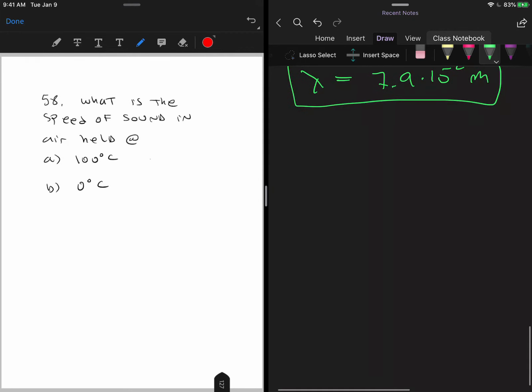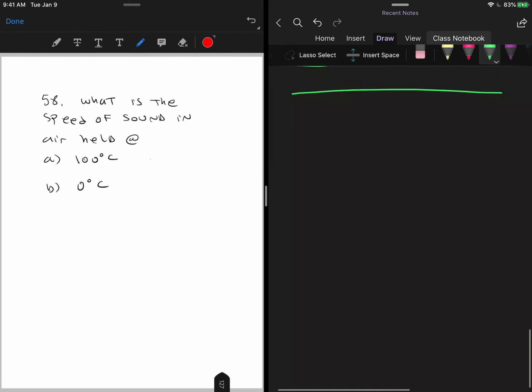All right, next one. It says, what is the speed of sound in air when air is at A, 100 degrees Celsius, and B, when air is at 0 degrees Celsius? So pause, try to solve it yourself, and when you're ready, check your answer.